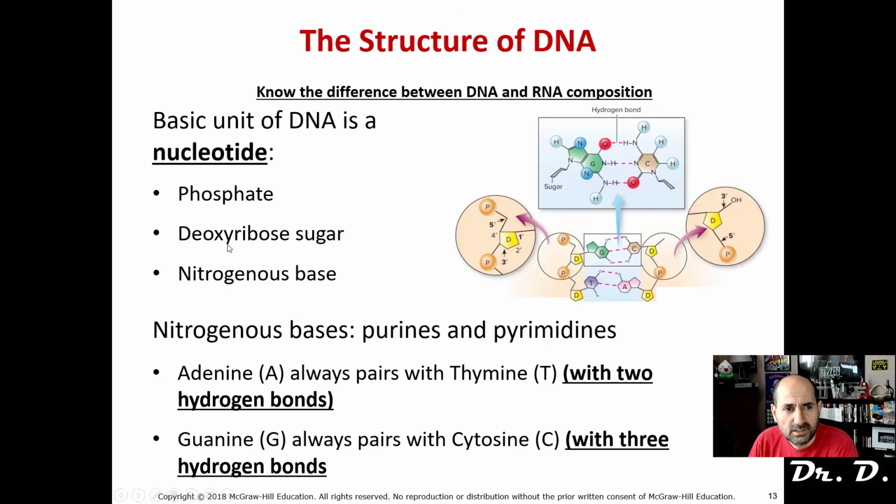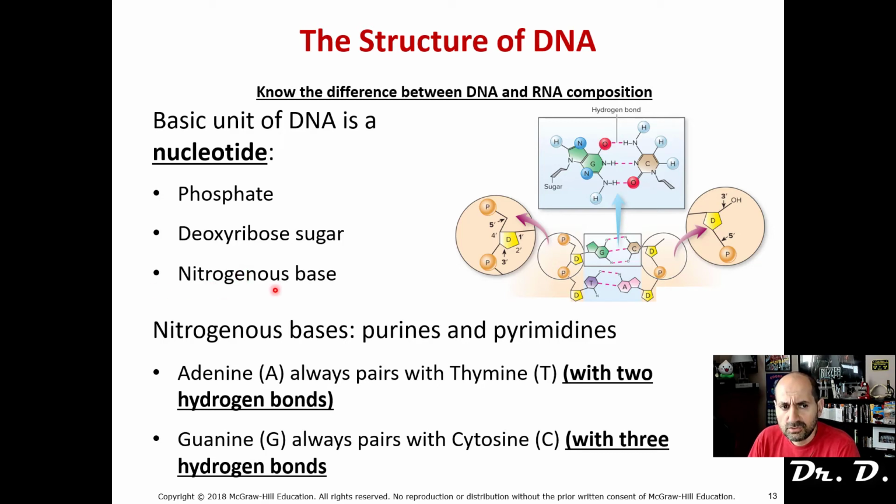Let's keep going. Please know that nucleotides are the basic unit of DNA and RNA. Know what nucleotides are composed of. Nucleotides consist of a phosphate group, a 5-carbon sugar (in DNA, you've got deoxyribose, and you should know that in RNA, you have ribose, right?), and a nitrogenous base. These are the 3 components of a nucleotide, and a nucleotide is the basic subunit of DNA and RNA, the nucleic acids.